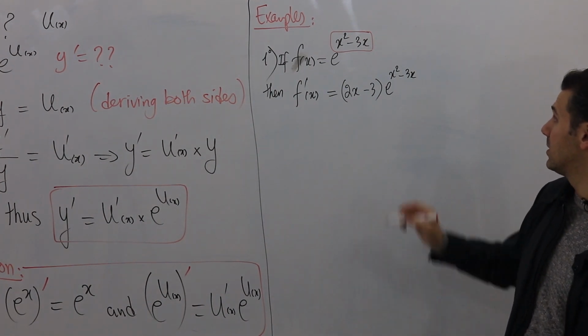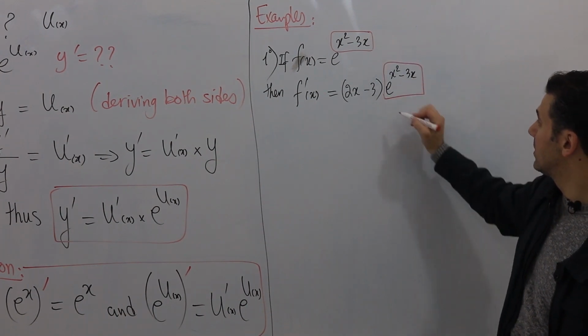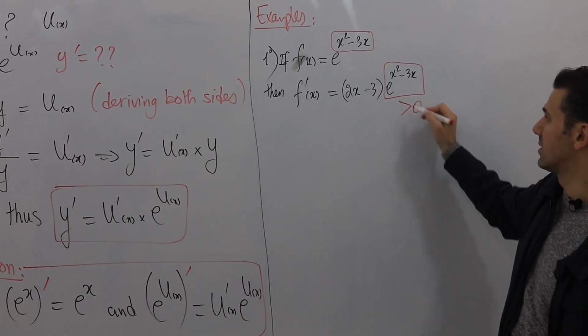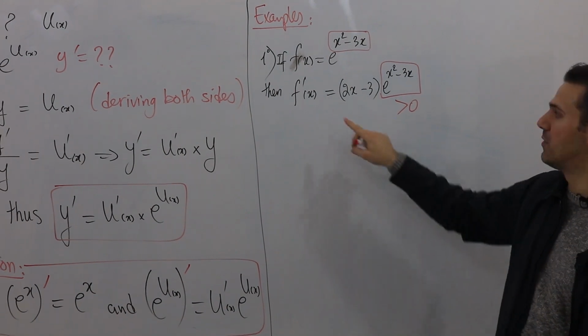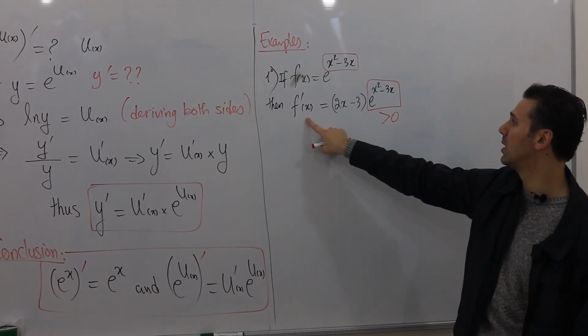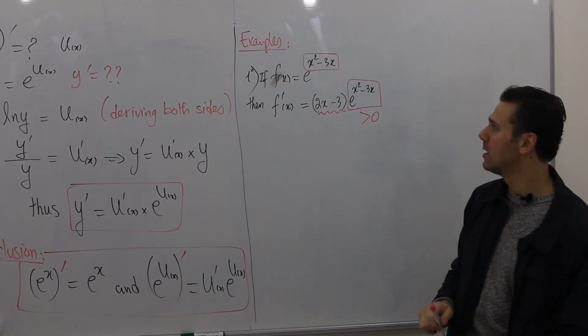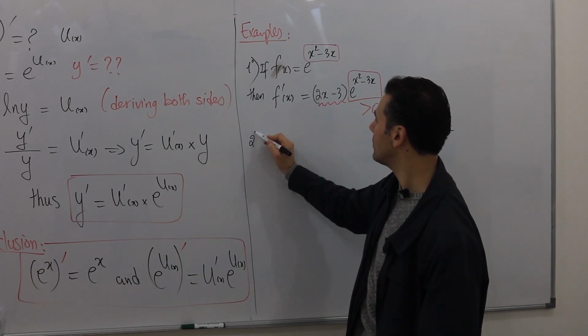Now, a little remark: you must note that this exponential is always positive. This helps to study the variation of this function later. The sign of f prime will depend on the sign of the other factor. Clear? Let's see another example.